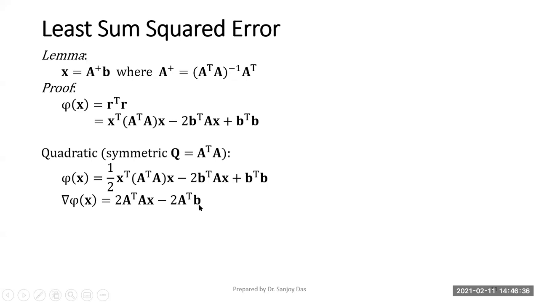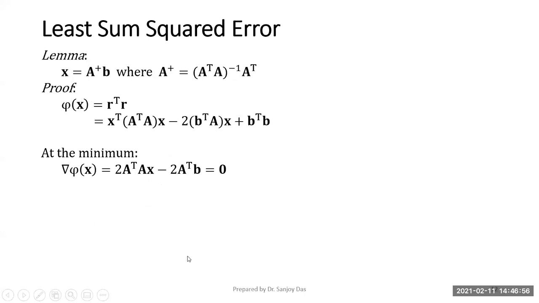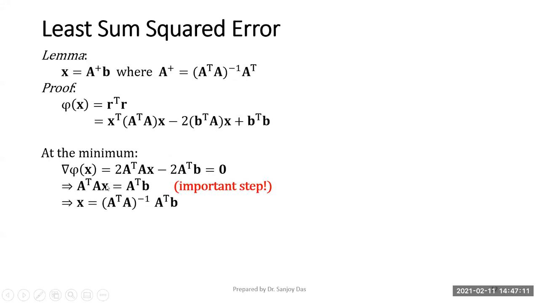Okay, so this is the derivative of our phi of x: twice A transpose AX minus twice A transpose B. At the minimum, and of course, del square phi of x is 2 times A transpose A. At the minimum, the first derivative must be equal to 0. Whence, cancel out the 2's, A transpose AX equals A transpose B. Or solving, X equals A transpose A inverse A transpose B.